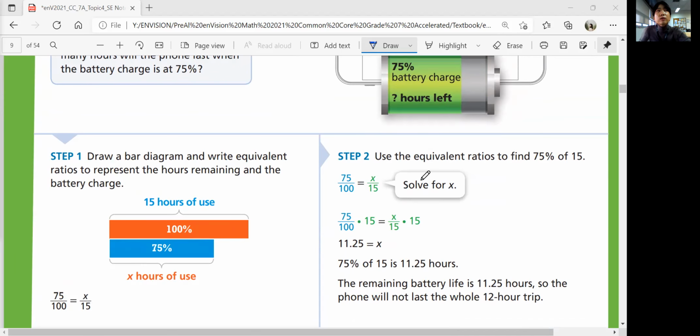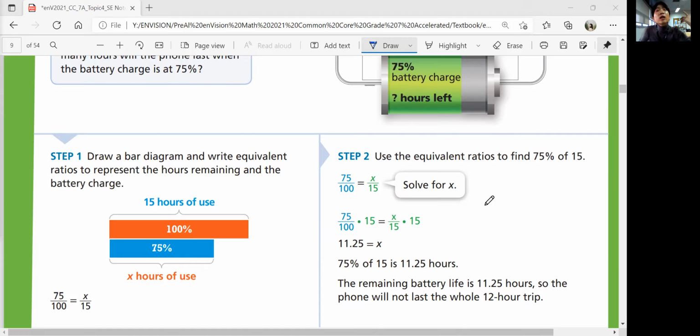Step 2, you're going to use the equivalent ratios to find 75% of 15. So in order to figure out X, how many hours, you're going to find the 75% of the 100% hours, which is 15 hours, okay? So 0.75 times 15 is going to be 11.25. So 75% of 15 hours is 11.25 hours. So the remaining battery life is about 11.25 hours.